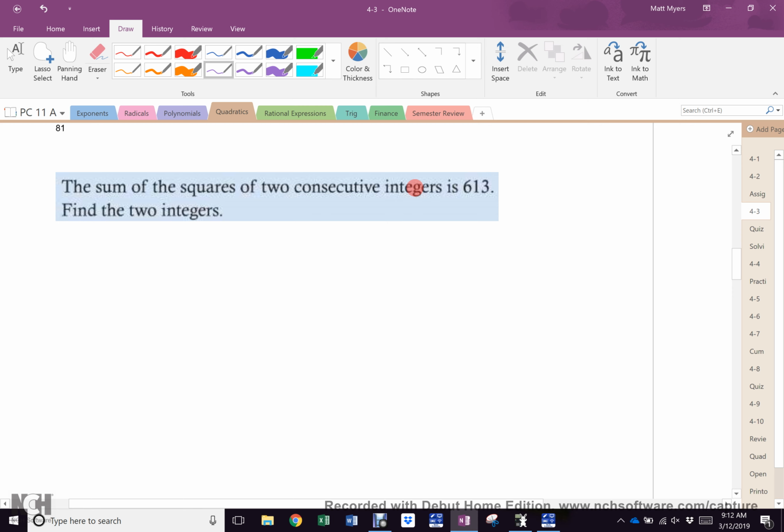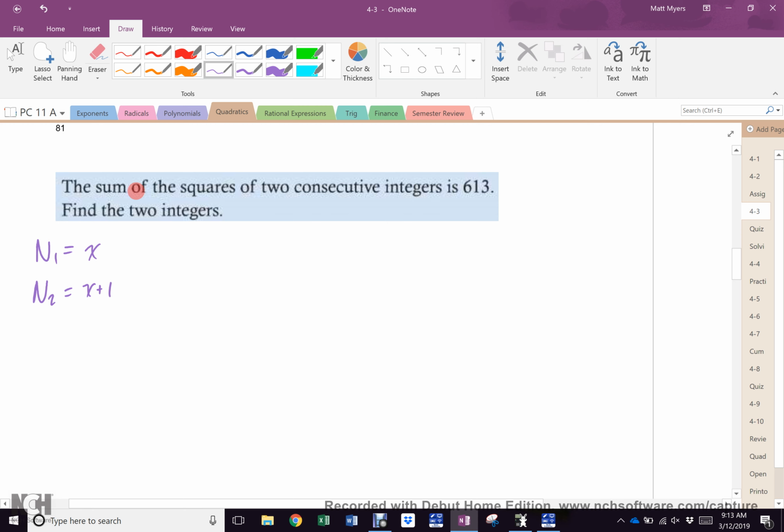No. So the first number, number 1, is what value? X. What is value of number 2? No. They are consecutive integers. What is the next number? X plus 1. Why can I not make it y? Because that's a different value, right? And then I'm trying to solve for 2 variables.